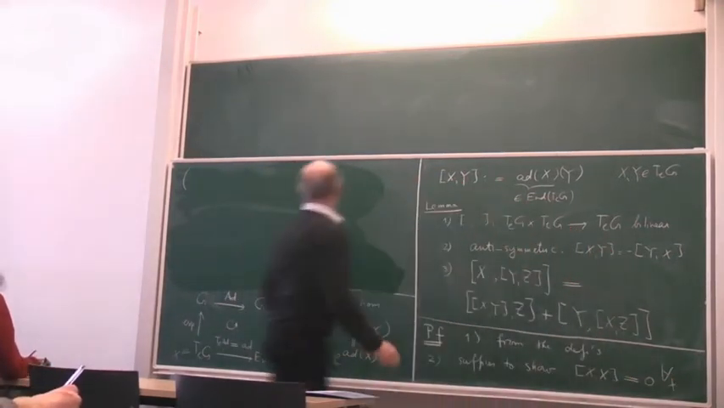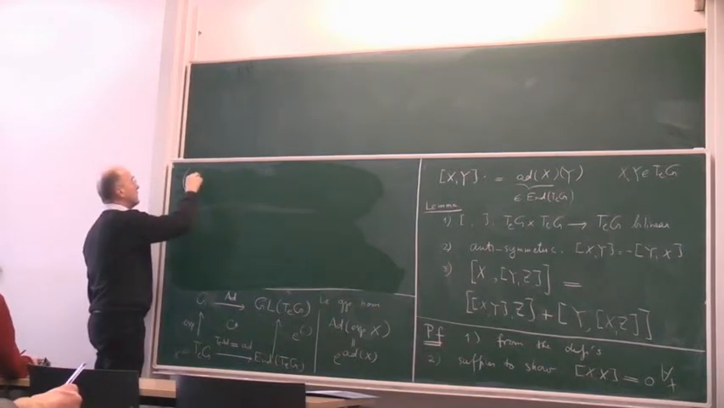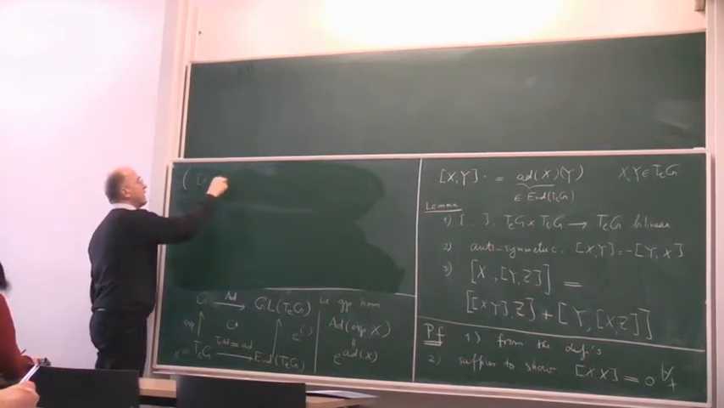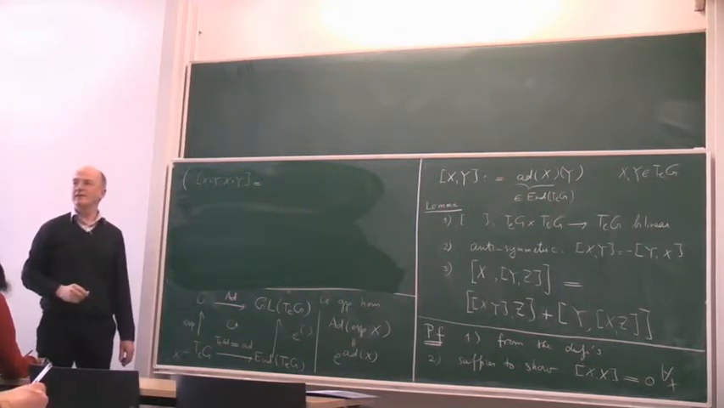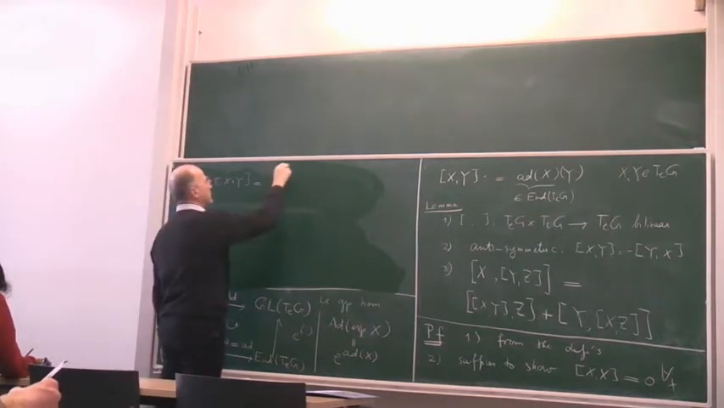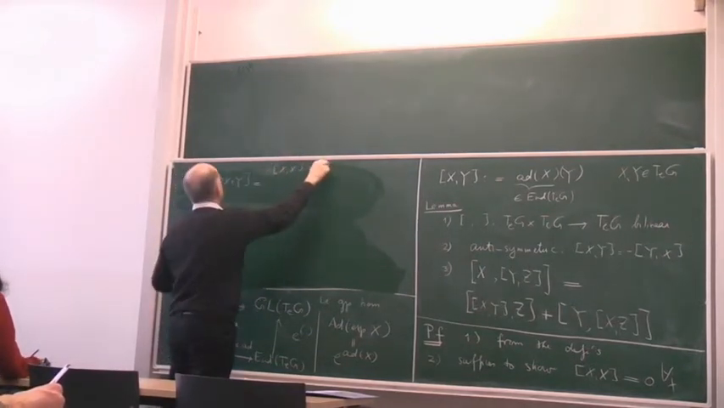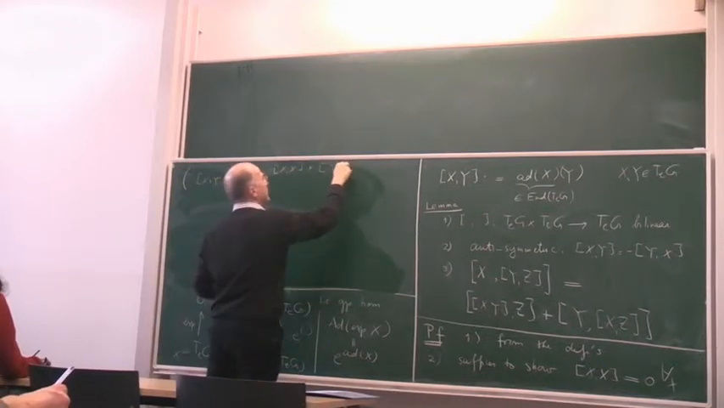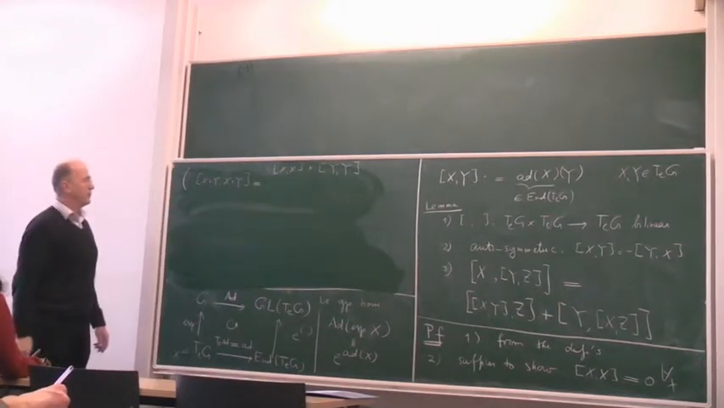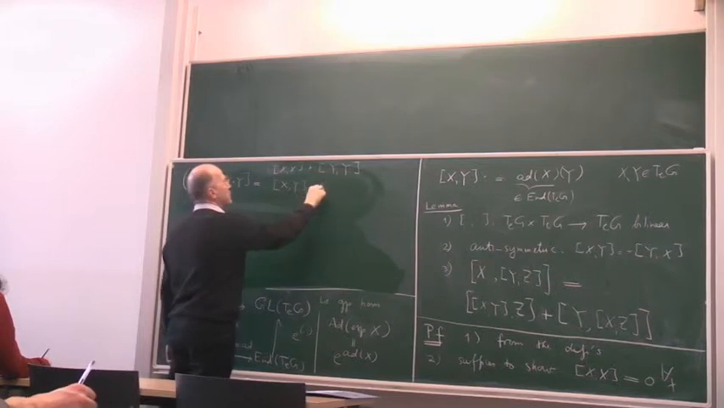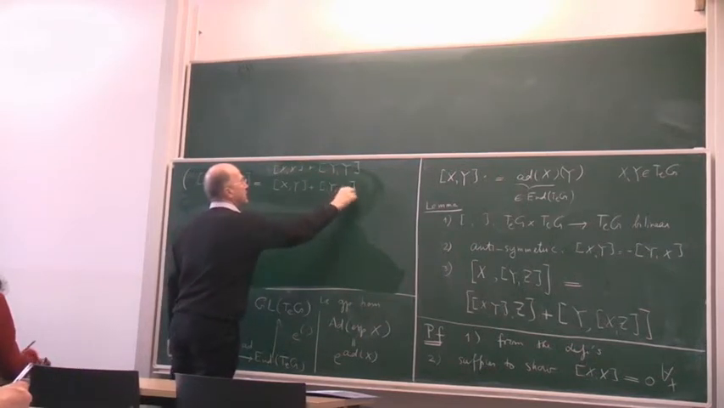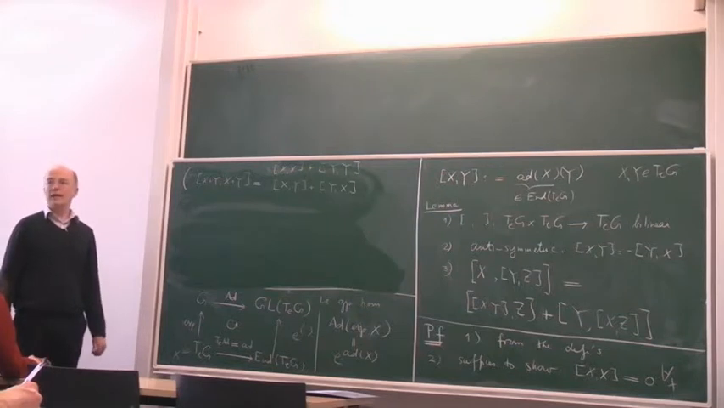Suppose we have that. Then we can look at the bracket of x plus y with x plus y, and then use the bilinearity to express this as the bracket of x with x, the bracket of y with y, and then we have a number of cross terms, and this is bracket x comma y plus bracket y comma x. Now this holds for all x and y.